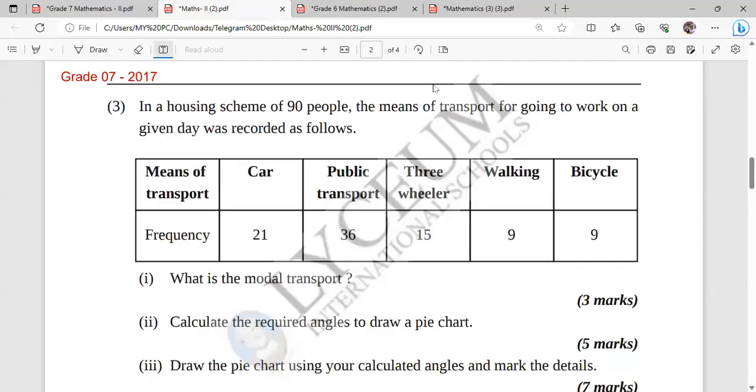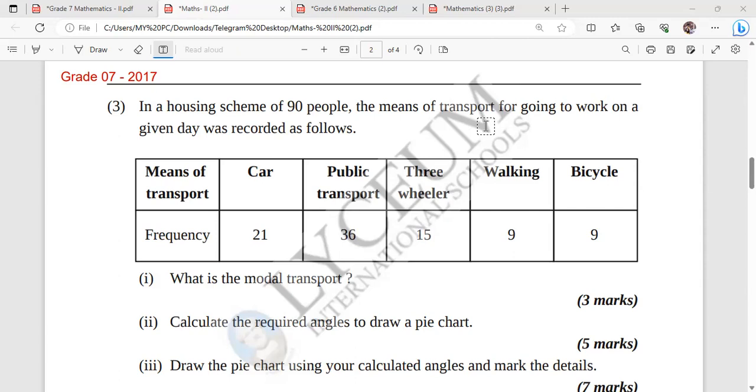Then we'll move to the next question. This is from grade 7, right? In a housing scheme, 90 people. Now here we know the total number of people, no need to calculate it. We know the total number of people, 90 people. The means of transport for going to work on a given day was recorded. There were 21 people who traveled by car, 36 people who traveled by public transport, another 15 people who traveled by three-wheeler, 9 people who walked to work, and another 9 people who used a bicycle to report to work. So this is the scenario.